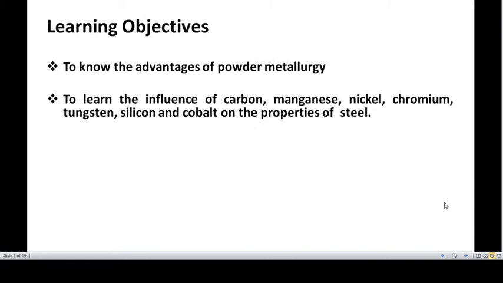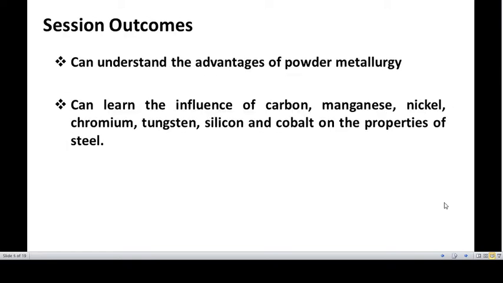The objectives of the present session are to understand powder metallurgy and to learn the influence of carbon, manganese, nickel, chromium, tungsten, silicon and cobalt on the properties of steel. And the outcome of the present session is that students can understand the advantages of powder metallurgy, and one can learn the influence of various elements on the properties of steel.